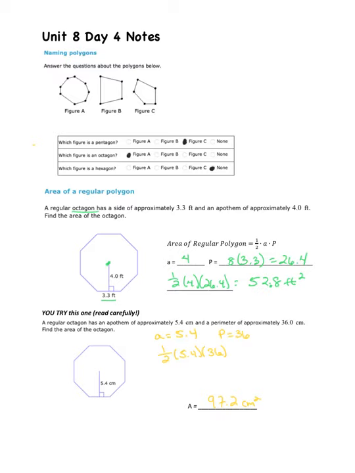So that takes care of day 4. You now know how to find the area of a regular polygon, a rectangle, a trapezoid, a rhombus, a triangle, and a circle. Congratulations.